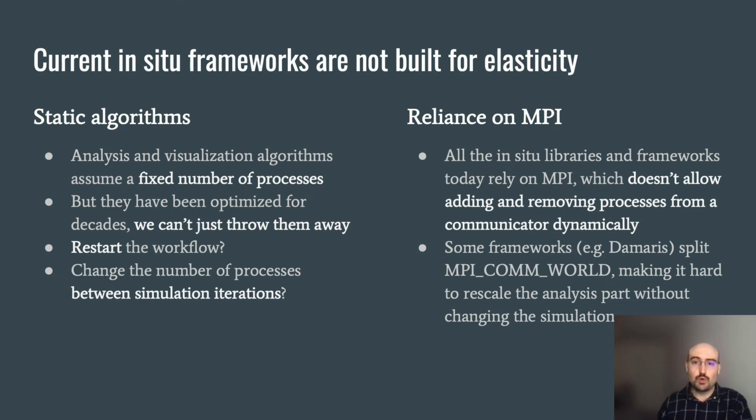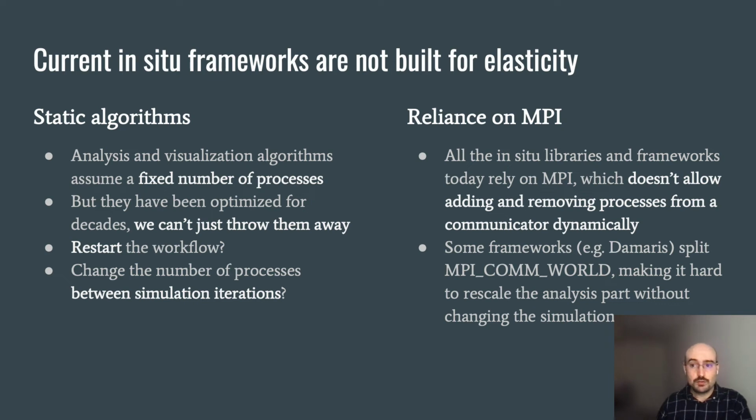The second reason why current in situ frameworks are not built for elasticity is that they all rely on MPI. And MPI has very little support for dynamic process management. Sure, we have things like MPI_Comm_spawn, but that's either not supported on some platforms or very complicated to use, especially in the context of in situ visualization.